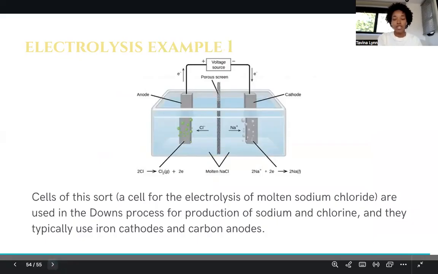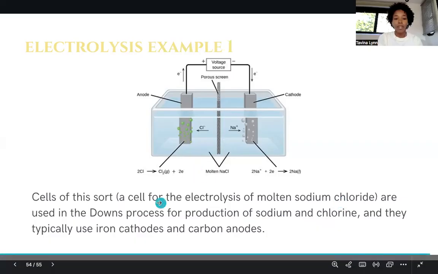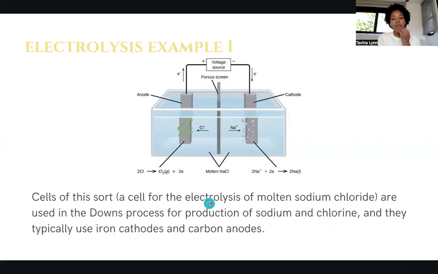So here's an electrolytic cell, and this is an example of a cell that's used for what's called the Downs process, which produces sodium and chlorine. So you have a cell with molten sodium chloride, and electrolysis of this molten sodium chloride results in production of sodium and chloride ions.